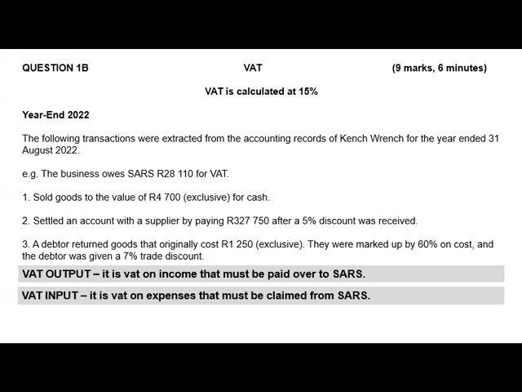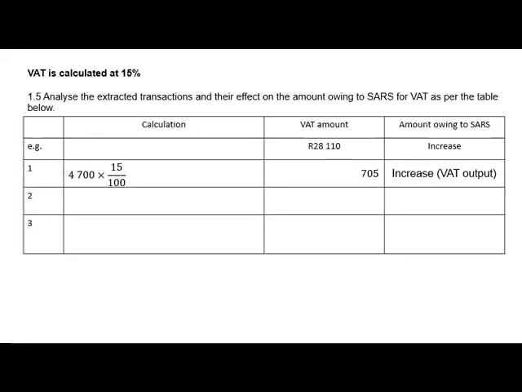Note that discount received is income, which also goes back to the definition I've put up here, that VAT on income will be VAT output. Let's calculate it quickly. I'll first find 5% of the original invoice, which is 17,250. Now, this is the discount amount.